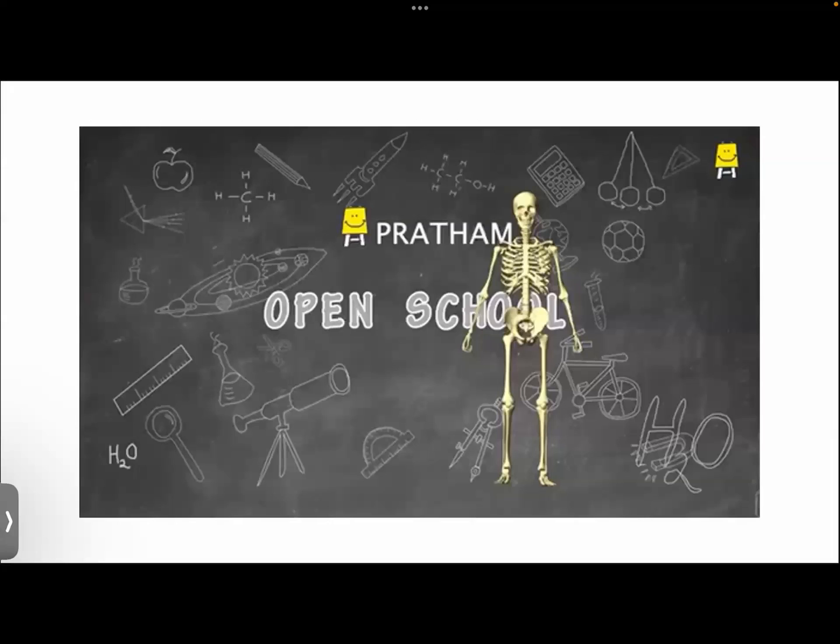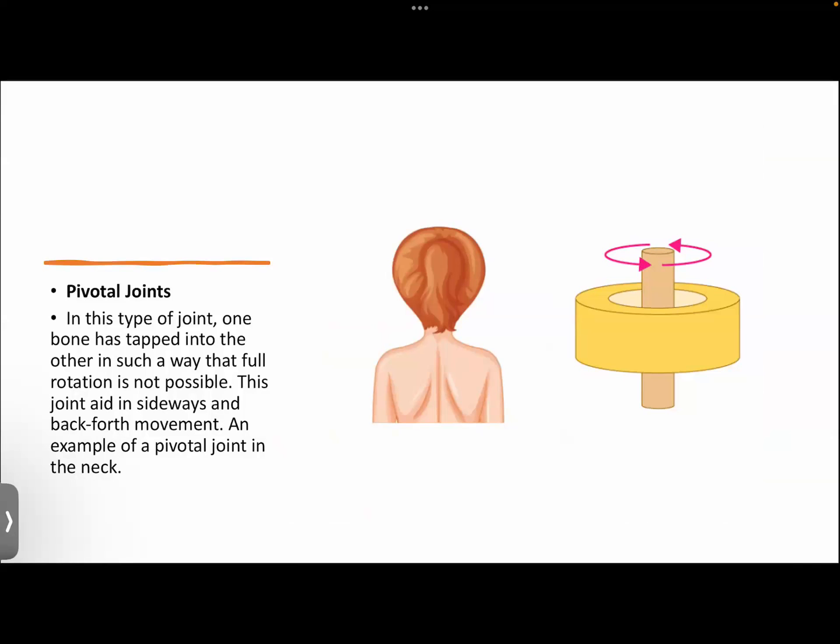Okay, where in our body are fixed joints present? Yes, where in the body are fixed joints present? Yes, Salman? In the skull, fixed joints are found. Okay, now in the skull, fixed joints are found.